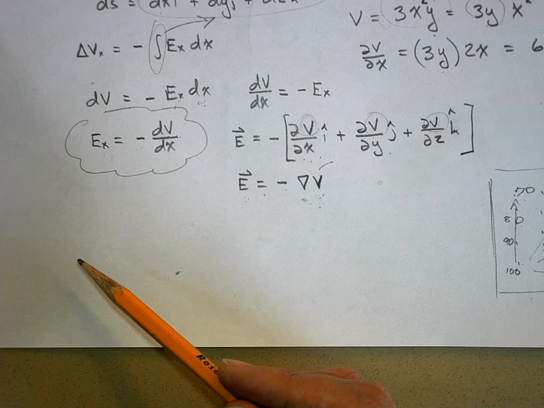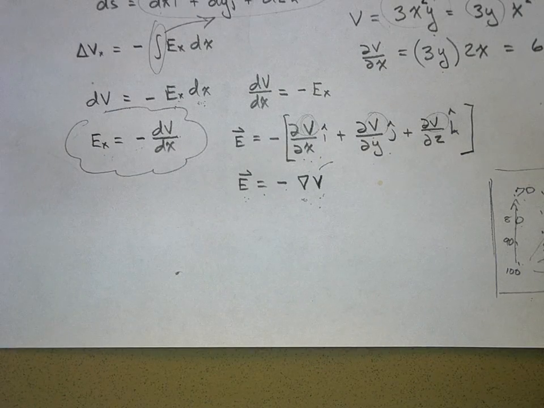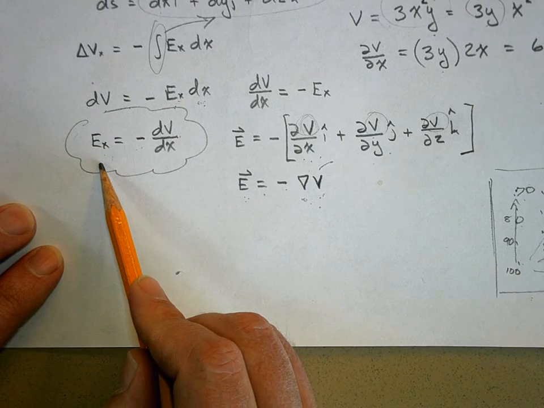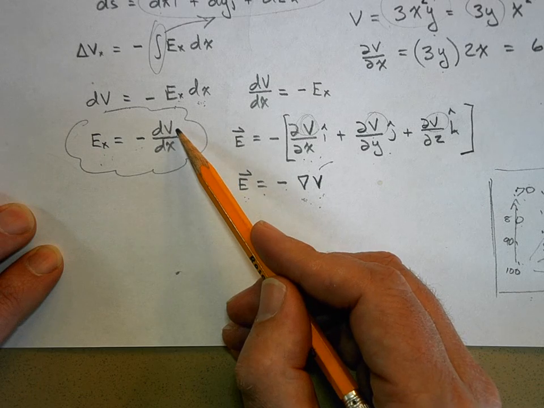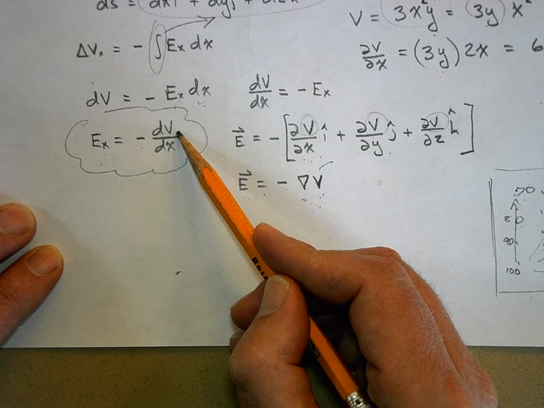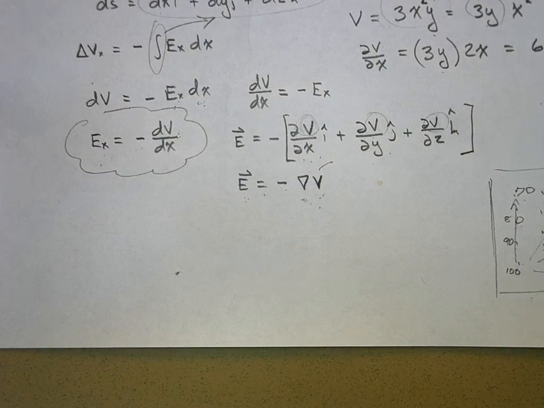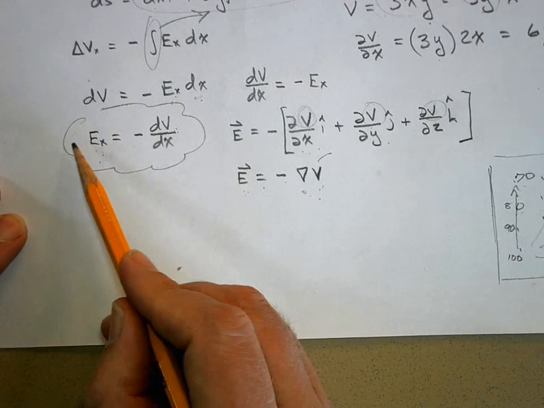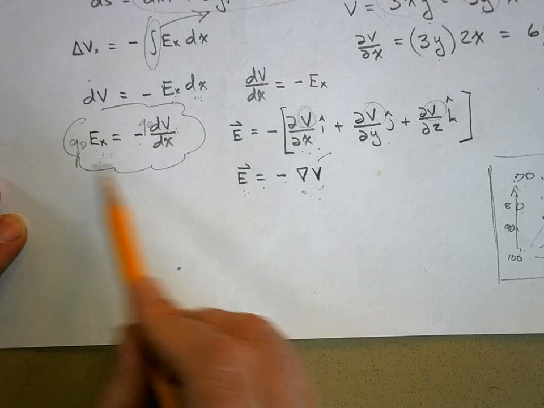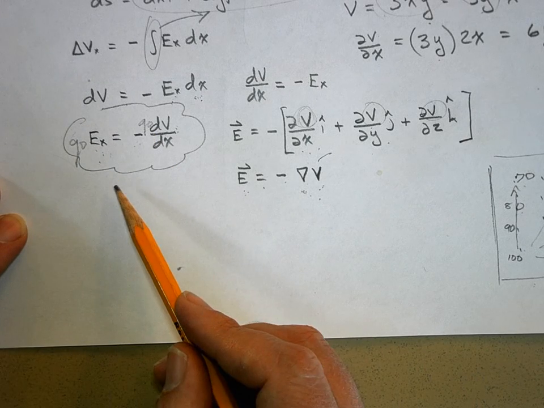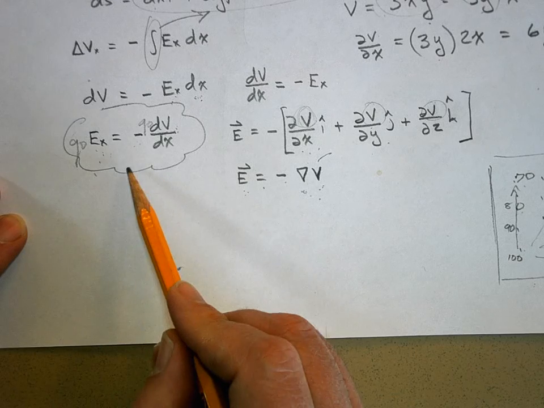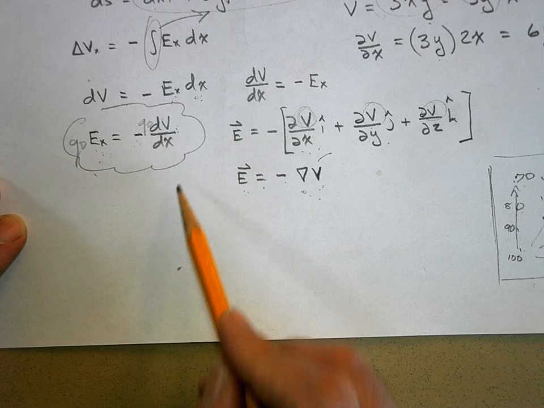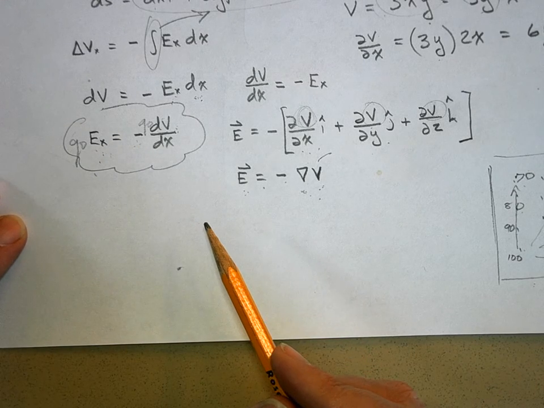Now, by the way, we did the same thing a month or two ago in mechanics, where this was force, and instead of voltage, we had potential energy. So it is the same thing, except this is per unit charge. If I just put a Q naught out here and a Q naught out here, it would be what we did in mechanics. The force is equal to the negative derivative of potential energy. All right.